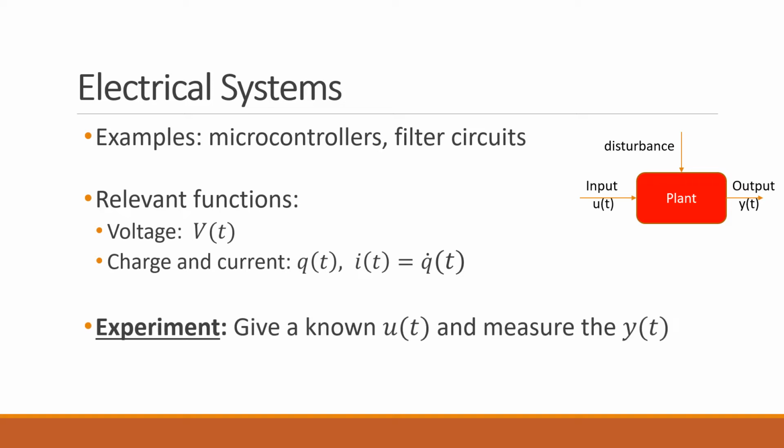To find the plant model, i.e. the plant differential equation experimentally, we can give a known input, say a known voltage, to the plant and measure the output, say the current, at various times, and then use that to find a differential equation. A differential equation which will have the measured current function as its solution for that known voltage.